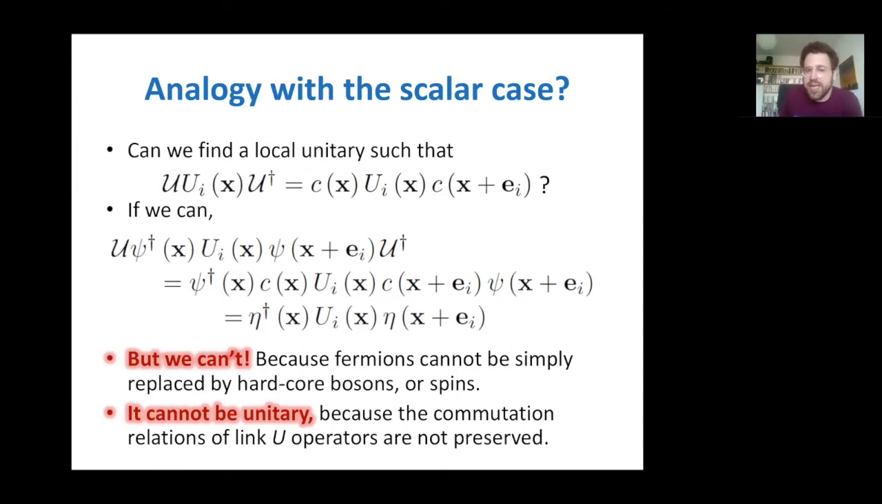Another reason is that it can't be unitary, because if we check carefully, the U operators on different links commute. But when we act with this transformation, they don't commute anymore when I consider CUC on intersecting links, because of the fermionic anti-commutation of the Cs. A transformation that doesn't preserve commutation relations can't be unitary. So this doesn't work.